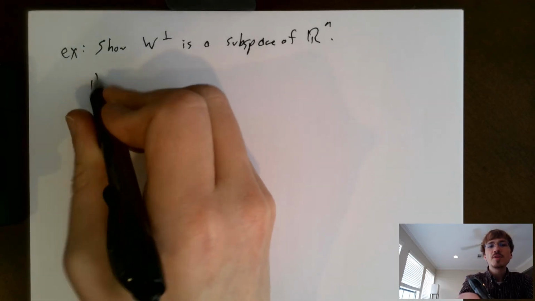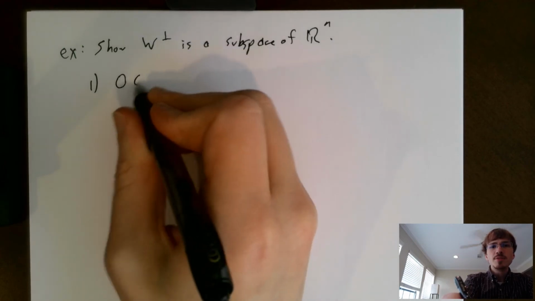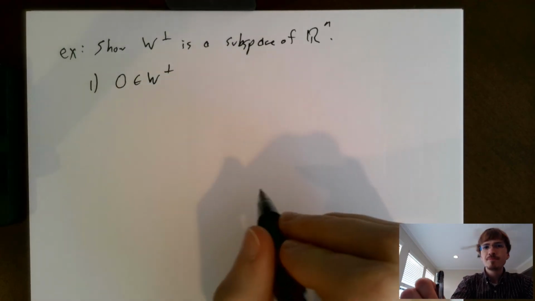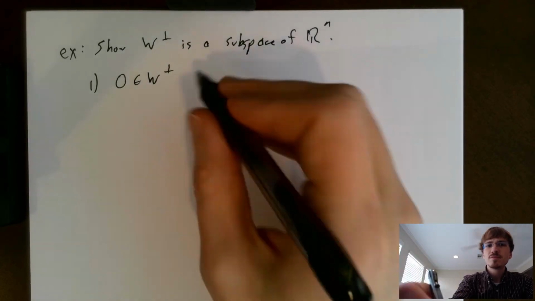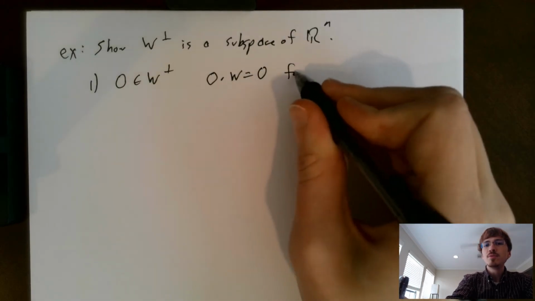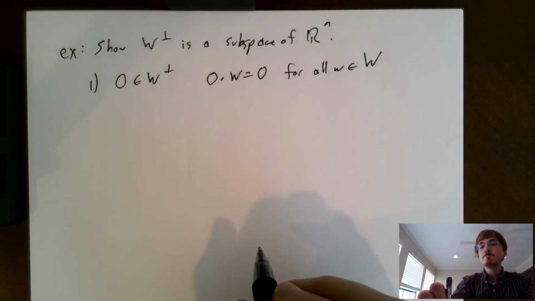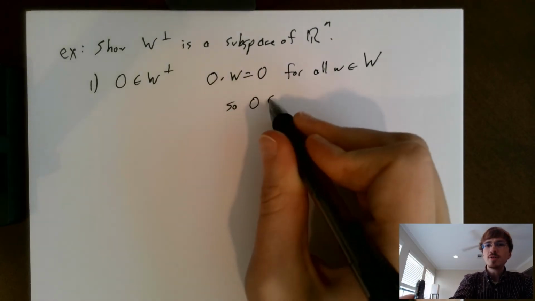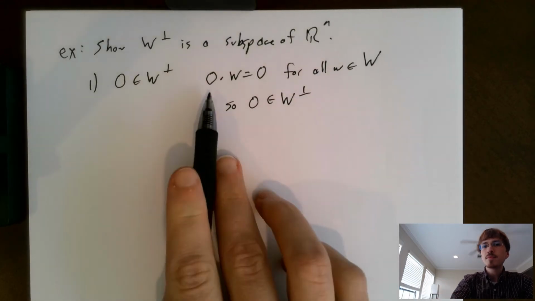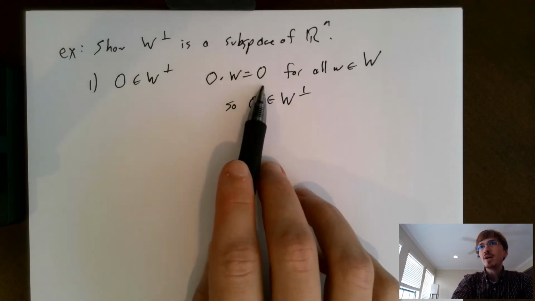Alright, so let's recall. We need to show that W perp contains the 0 vector. We need to show that it's closed under addition and scalar multiplication. So, let's show that 0 is an element of W perp. Well, how do we do this? Clearly, 0 dot w is equal to 0 for all vectors w in the subspace W. Yeah? So we must have that 0 is an element of W perp, because it's certainly included in the elements where if you dot it with w, any element of W, you get back the number 0.